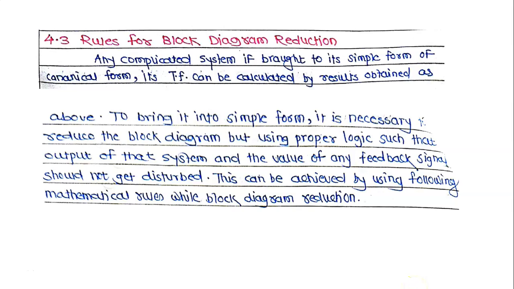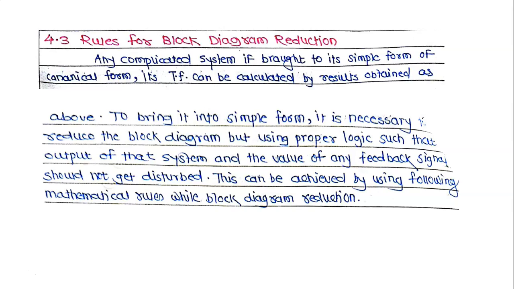Welcome. In the last lecture, we have seen some theory of block diagram, how to determine that transfer function, that is C(s) upon R(s). Today we will discuss some rules of block diagram reduction. Any complicated system, if brought to its simple canonical form, its transfer function can be calculated by results as obtained previously.